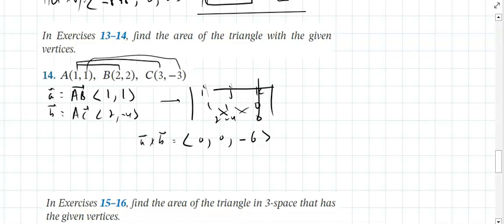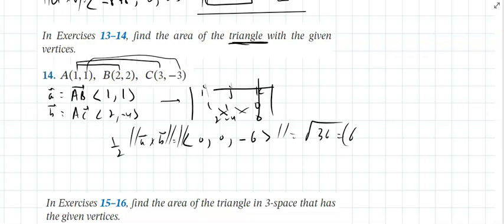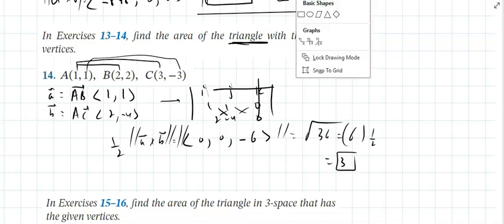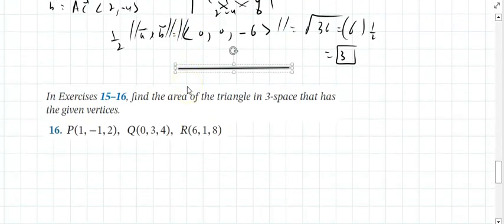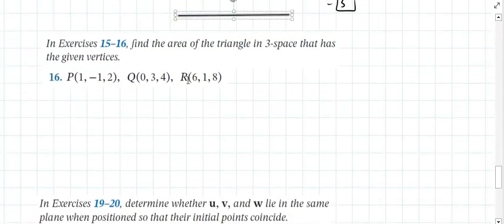Okay. Now if I find the magnitude of this, that's the square root of 0 plus 0 plus 36, which is 6. But remember, they want the area of the triangle, so that will be half of this. The area of the triangle will be 3 square units. All right. How about if they made it 3D? Well, that's the same as we just did.